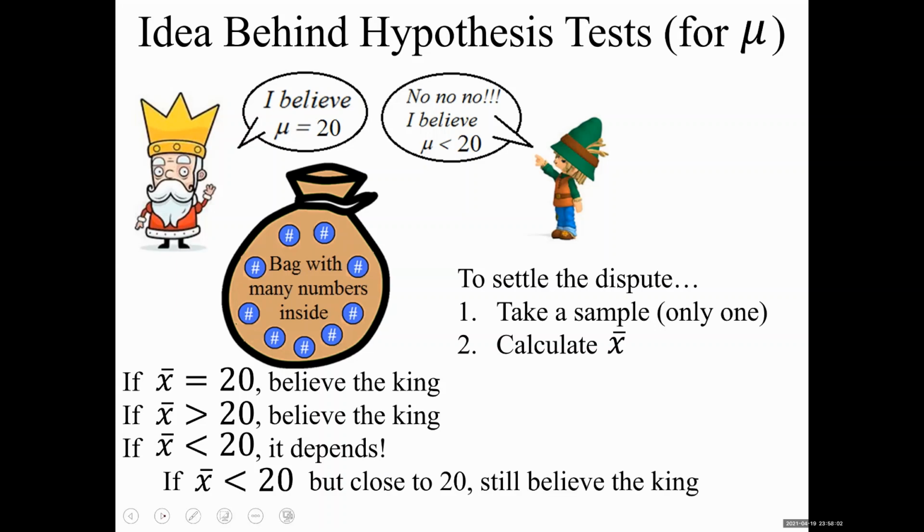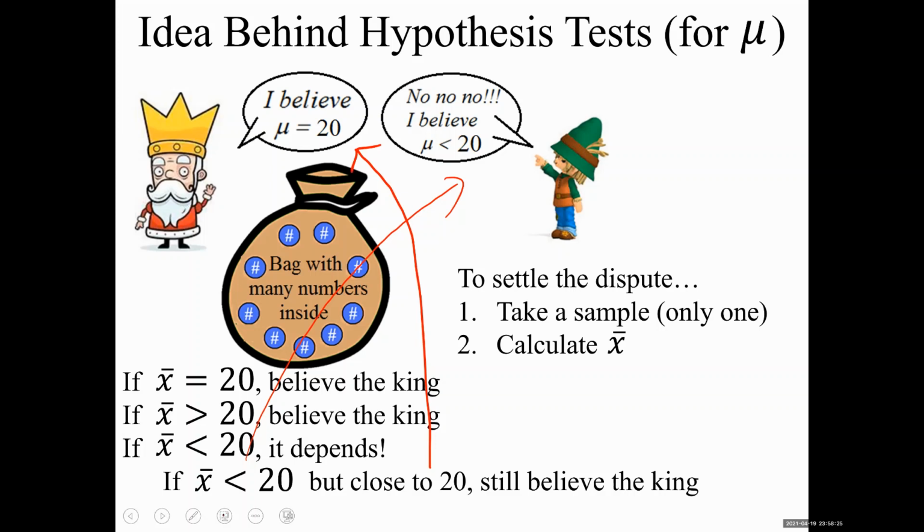So think about it like this. An XBar less than 20 is a little bit of evidence in favor of the peasant, but the fact that it's close to 20 is some evidence in favor of the king. That's not overwhelming evidence in favor of the peasant, so we believe the king. Remember, we love the king, he's an honest king, so we just have a small bit of evidence in favor of the peasant, but we have some evidence in favor of the king. We're giving it to the king.